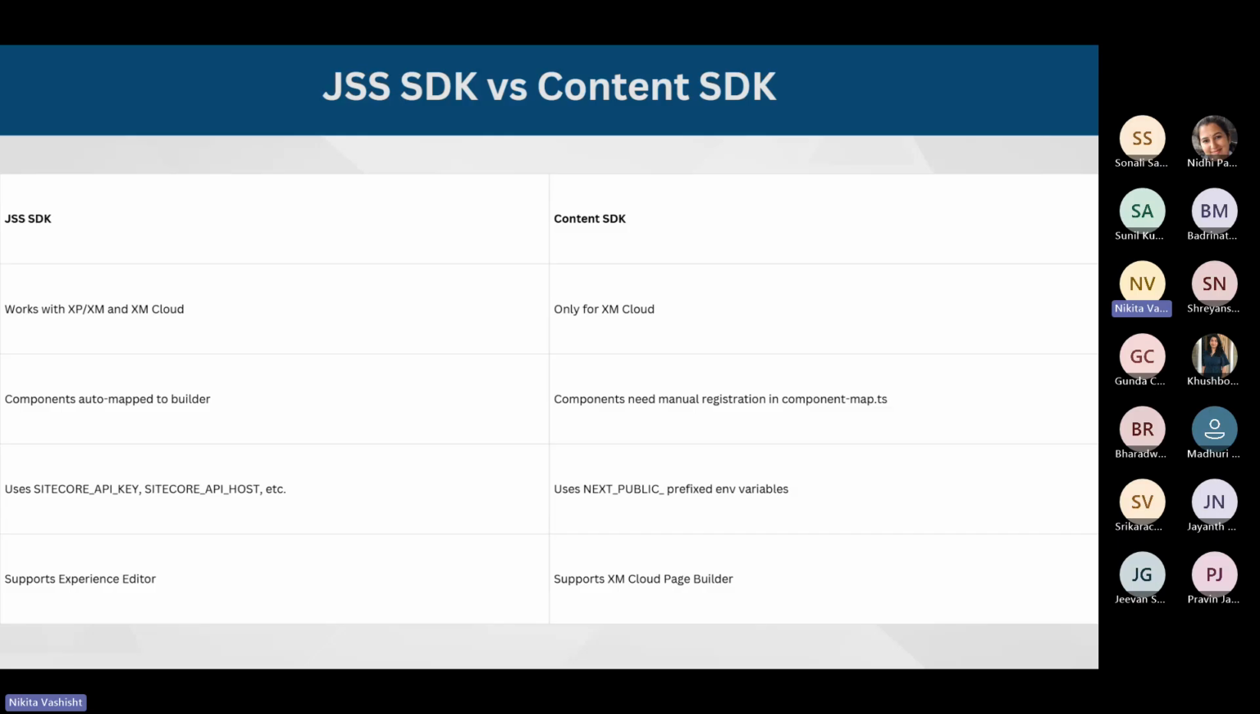In JSS SDK, we have environment variables like Sitecore API key, Sitecore API host, whereas in Content SDK, all the environment variables that we are updating in our env file need to be prefixed with NEXT_PUBLIC_. JSS SDK supports Experience Editor for editing the components, whereas Content SDK supports XM Cloud Page Builder.